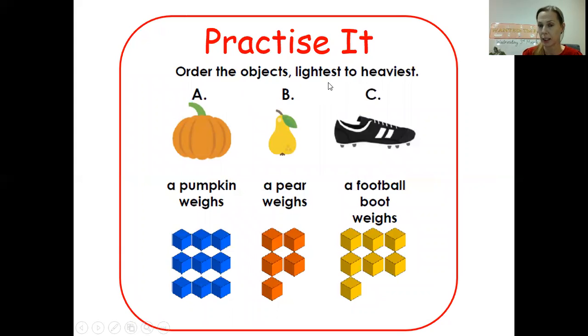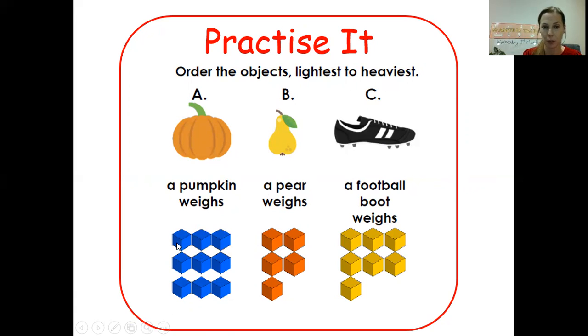Okay, order the objects lightest to heaviest. So it tells you how many cubes the pumpkin weighs, how many the pear weighs, and how many the football boot weighs. So can you put those in order? You can say the order of the letters, or you can say the order of the items.